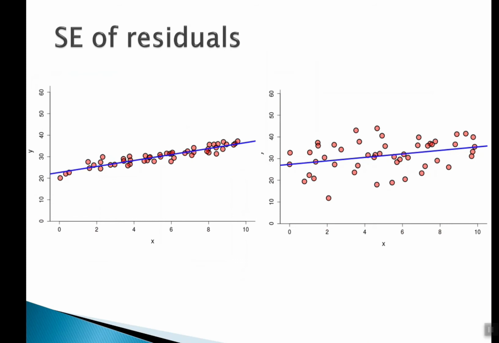The standard error of the residuals is basically telling you how much spread you have around the regression line. Here, these two have the same slope, but there's much less spread in the first picture. When there's less spread, it's easier to see the relationship, right? You have stronger evidence of a relationship in the first picture than you do in the second picture.